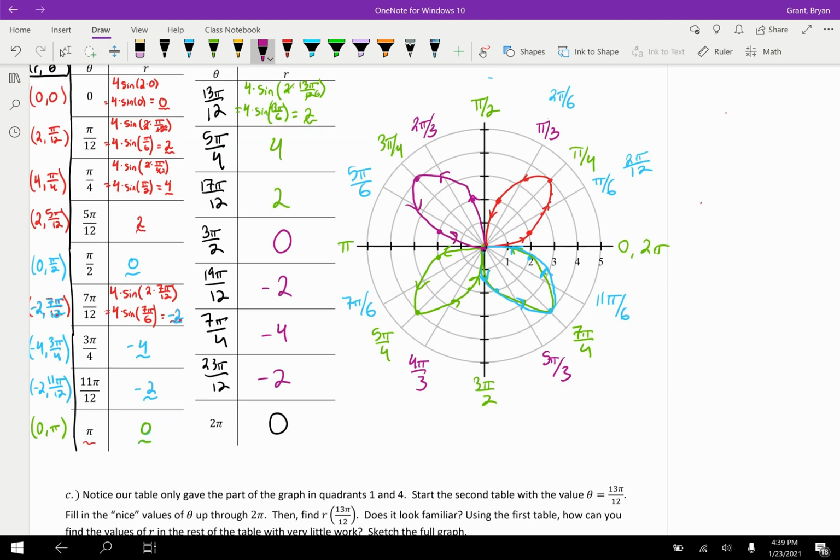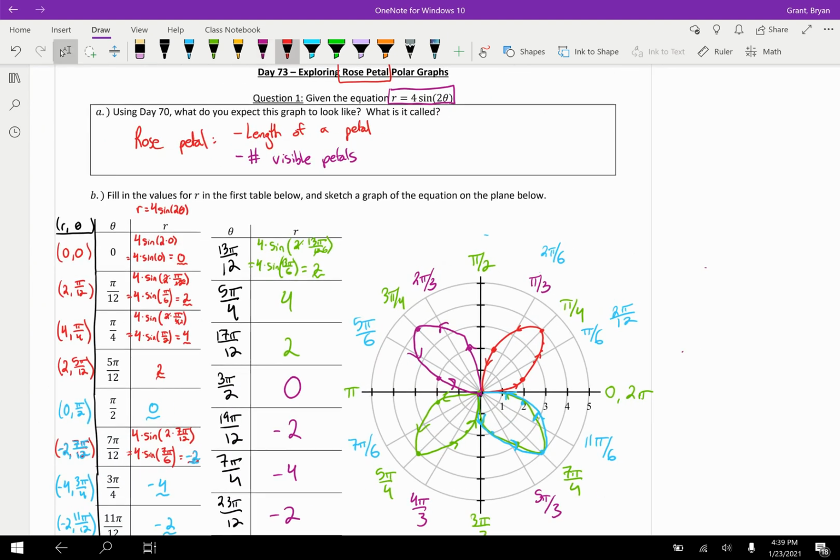So what do we need to know about this? Well, jumping back up to the top, we needed to know the length of a petal. Well, we really mean the longest length of the petal. So how far is it from origin to the end of the petal? This is going to be 4 in all directions. We can just see that by counting out. So the length of the petal is 4, and we learned last class that that came from the number out front. And then the number of visible petals, well, I count 1, 2, 3, 4 visible petals, and we learned that last class we just double the coefficient that's attached to theta.